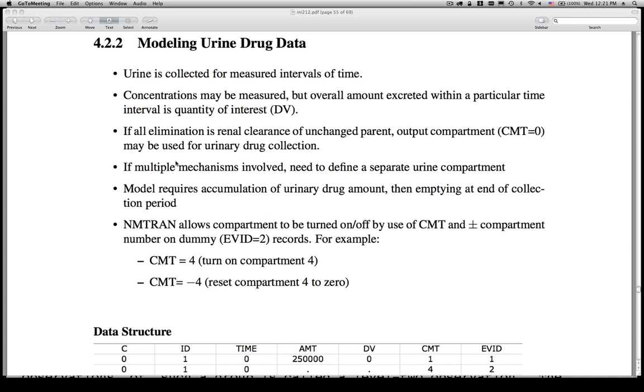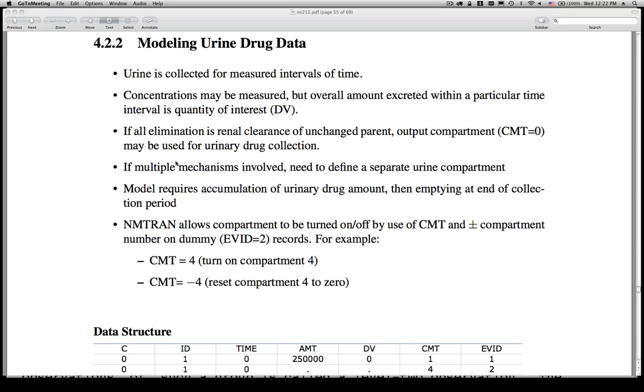We could model this in NM-TRAN in a simple way if everything was renal clearance of unchanged parent. There's a default output compartment called compartment 0. But since we have more than one mechanism here, we're going to have to define a separate urinary collection compartment so that the model then will allow us to observe plasma concentrations of parent and metabolite, but also accumulate drug in the urine collection compartment. And this particular model assumes that parent drug is not eliminated renally. It's only the more polar hydroxy metabolite that is eliminated renally. So we're only going to be collecting the metabolite data in the urine. The other routes of elimination for the parent would be biliary and then through fecal elimination. So we don't have to worry about parent drug in the urine. What we're going to measure then is metabolite in the urine.